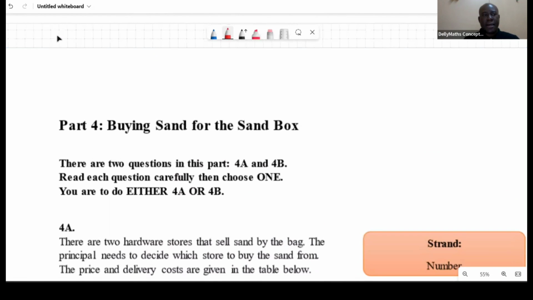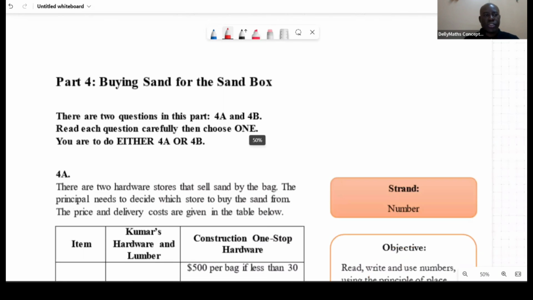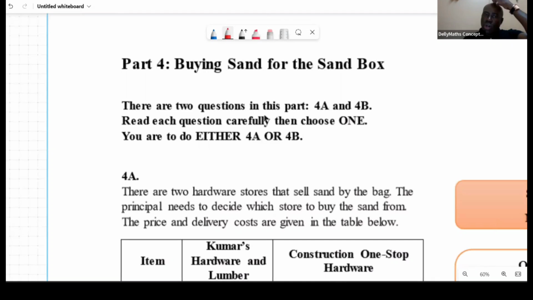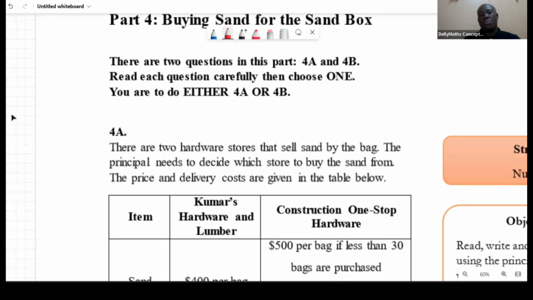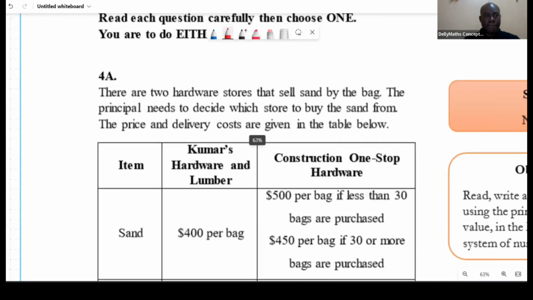And part 4 says, buying sand for the sandbox. So now we're going to be thinking about the hardware and stuff like that. There are 2 questions in this part, 4A and 4B. Read each question carefully, then choose one, so you are to do either 4A or B. But this is a workshop, so we're going to do both. In the exam, you are required to just choose one. So let us focus on what if you had chosen 4A.